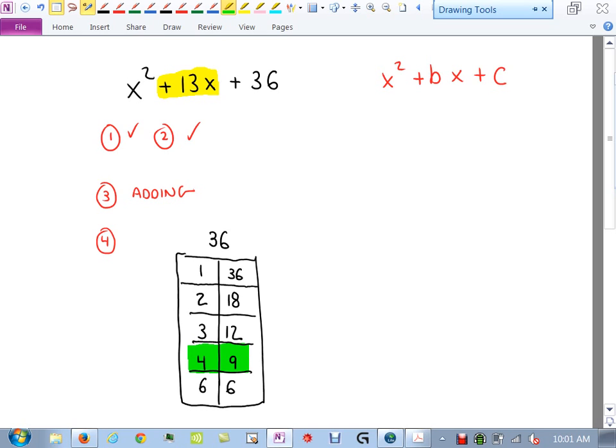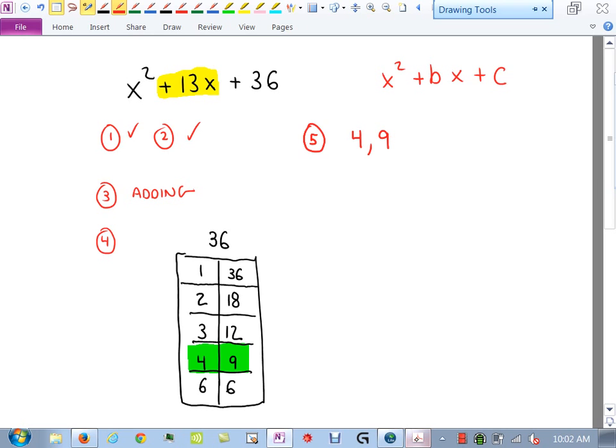By the way, these numbers are grouped together, right? It's 1 and 36, 2 and 18. You can't say 2 and 12. You can't go from one row to the next. It's straight across, all right? Does that make sense? Okay, so 4 and 9. So step 5 in this process is to figure out what the two numbers are, 4 and 9.